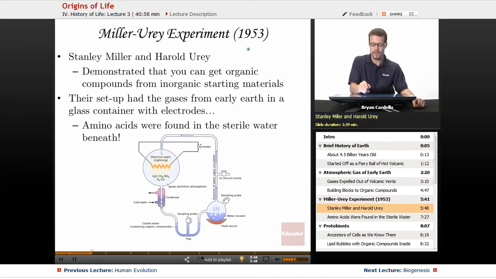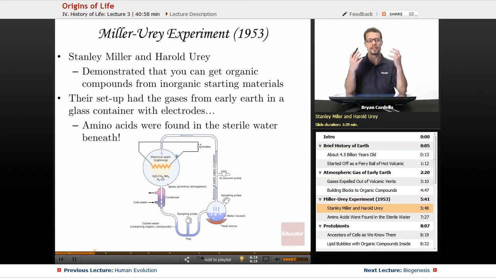So the Miller-Urey experiment from 1953, these two scientists demonstrated that you can get organic compounds from inorganic starting materials. Here's how they demonstrated it. They had a setup with gases, these are among them, from early Earth, like we talked about in the previous slide, in a glass container, this little spherical container here, with electrodes attached to it, so you could zap them. And that's supposed to replicate lightning.